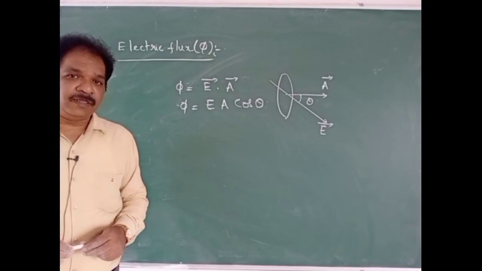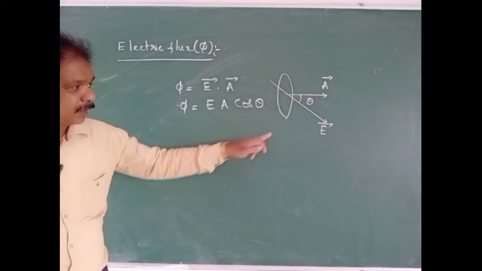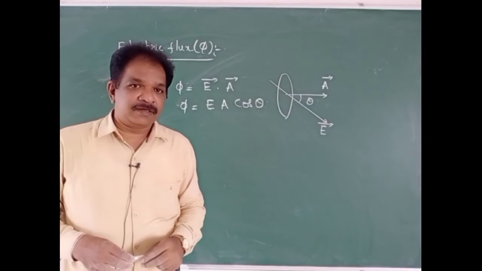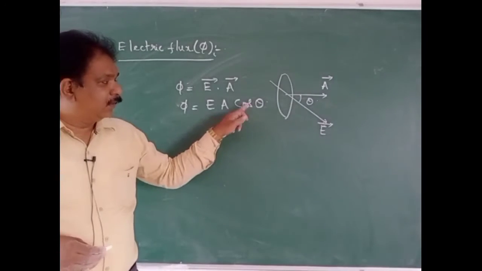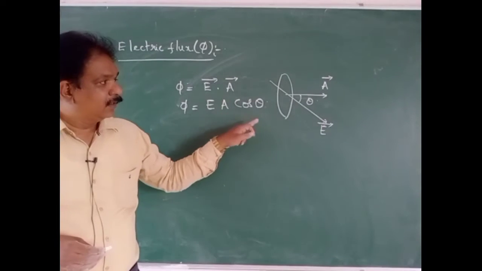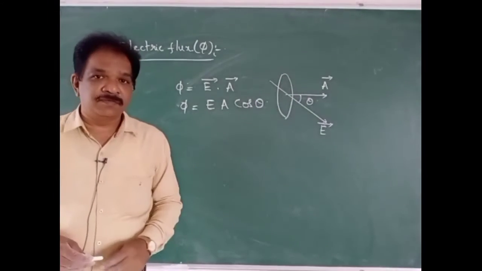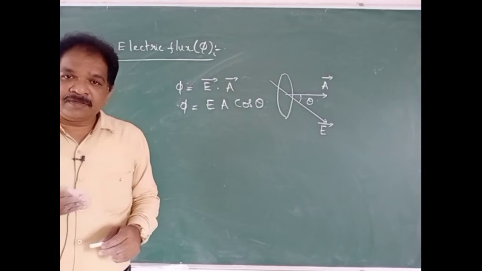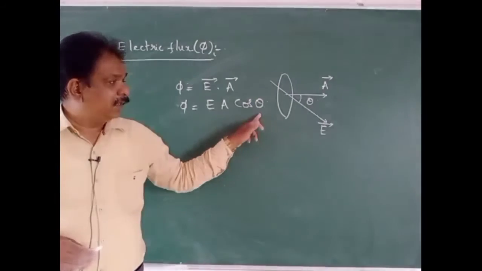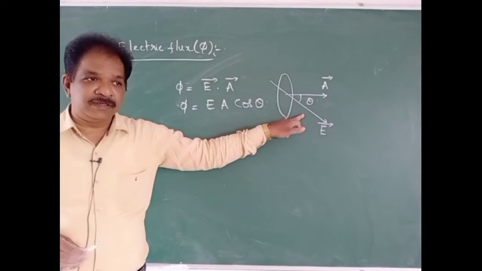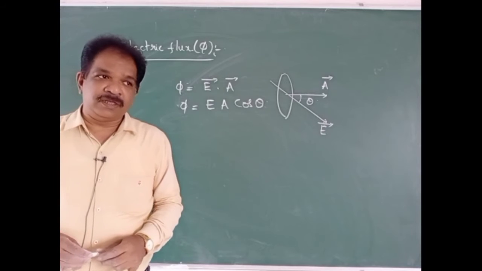E bar dot A bar, what is theta here? The angle between the electric field and the area vector. If they are not giving the area vector, then the angle between the electric field and the normal to the area of cross section. The area vector will always be normal to the plane of the plate. So the angle between the normal to the area of cross section and the electric field, that value will be equal to theta.